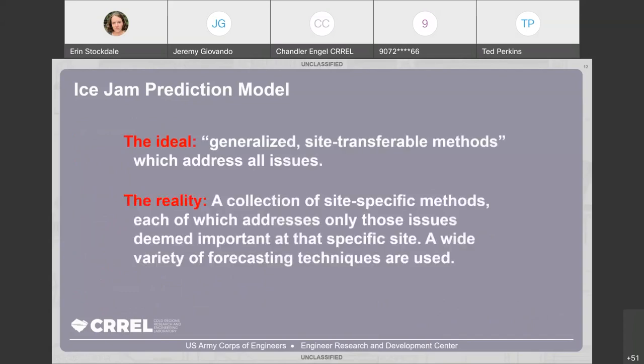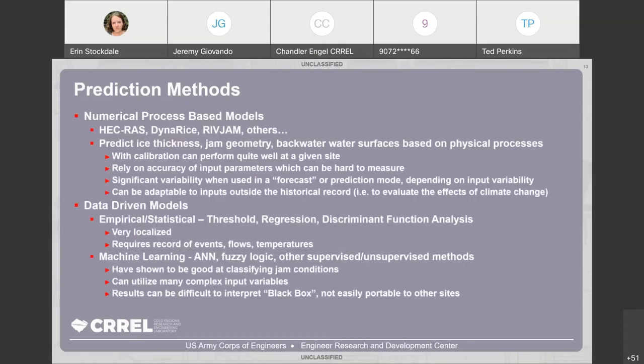So ideally, we'd be able to develop a totally generalizable method to predict ice jams that could just broadly apply, and no one would ever be surprised by an ice jam again. But what we really have are some methods that work okay at a specific location that are usually pretty sensitive to the issues that matter at a specific site. And as a result, the forecast methods that are used vary a lot from location to location and application to application. So a lot of text on the slide, and I apologize for that, but we'll step through it here piece by piece.